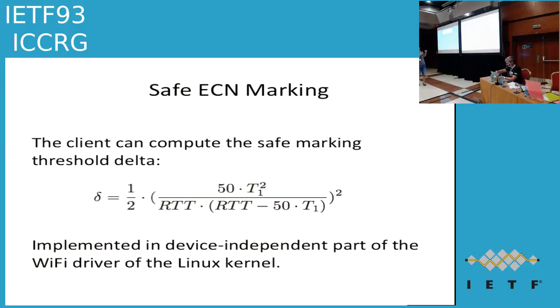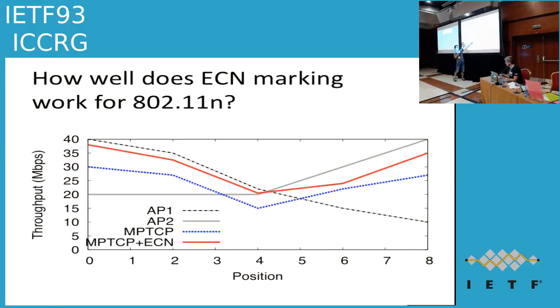So we implemented this. And this is how it behaves. So this is vanilla MPTCP over 11n, and this is the throughput you get. So you see that in this case, you're getting something like 30 megabits instead of close to 40. And on the right-hand side, something comparable, even less. And the red line is the one with ECN. So clearly, you get a lot better performance.